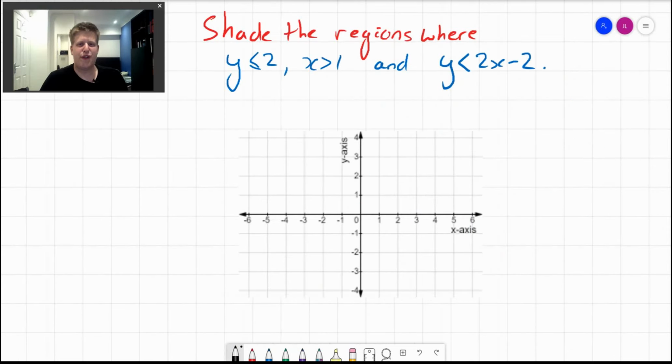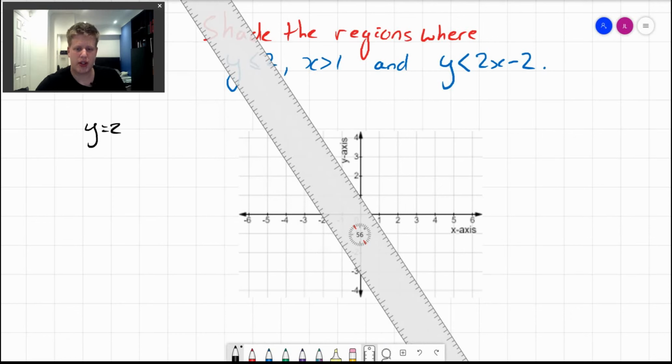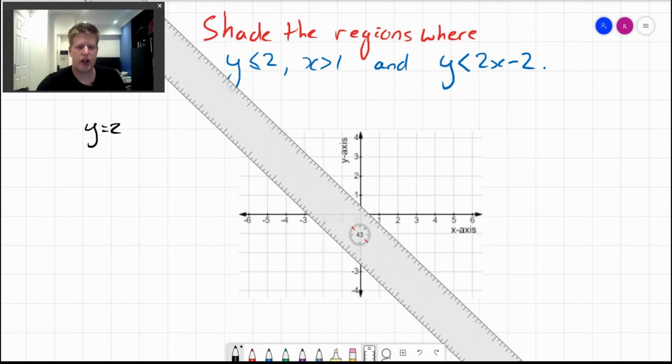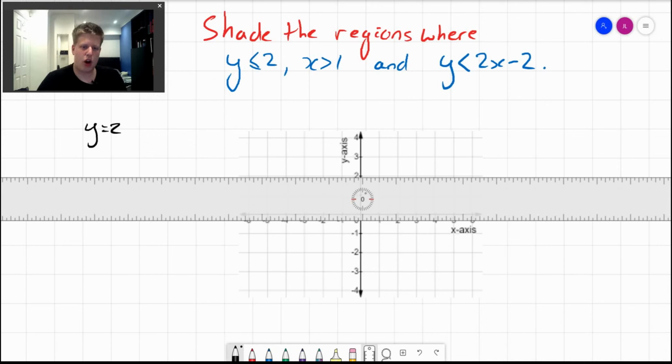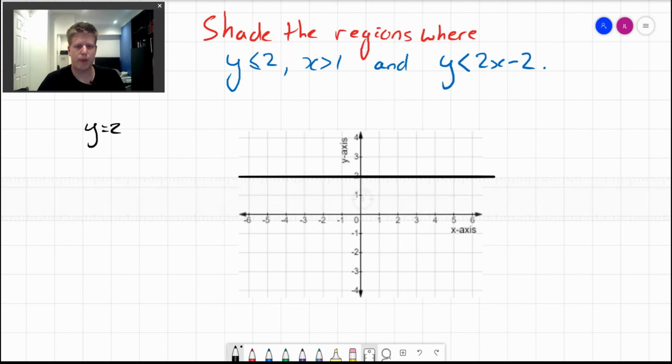Let's have a look at the final question. Here we have 3 different lines, and we need to find a region where they all overlap. So let's start with y is less than or equal to 2. Well, we've got to draw the line y equals 2, and we know that this is just going to be a horizontal line where y equals 2. The reason for that being that along this line, the y-coordinate will always be 2.